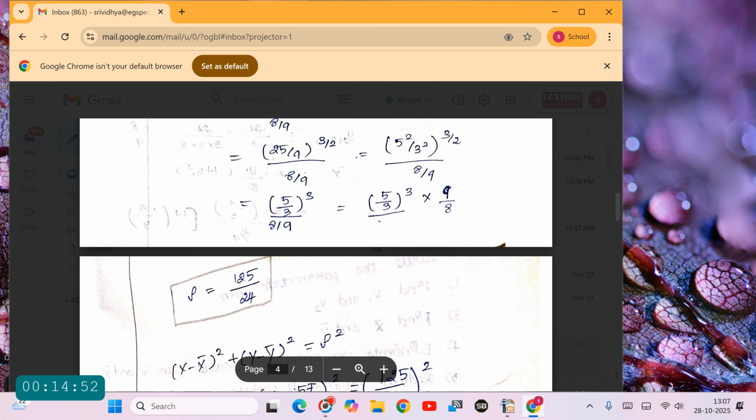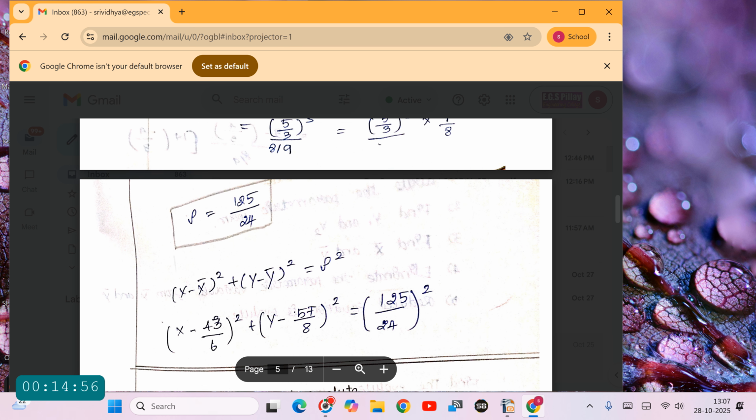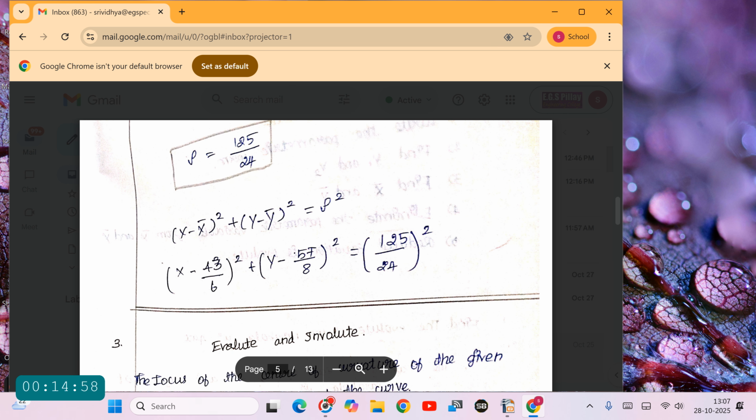Then the last step is to frame the circle of curvature equation by using the above entries. Then x minus x bar the whole square plus y minus y bar the whole square equal to rho square. X bar value is 43 by 6 and y bar value is 57 by 8. So x minus 43 by 6 whole square plus y minus 57 by 8 whole square equal to 125 by 24 whole square.